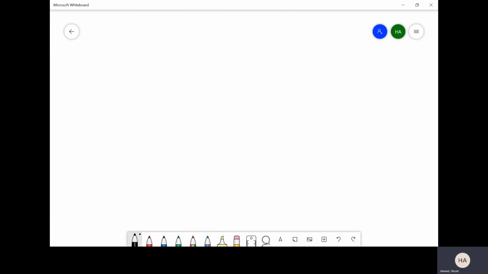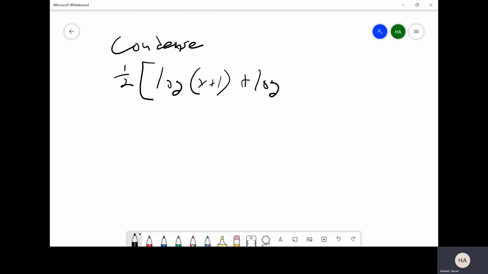All right. So good classwork assignment. Now, what we just talked about was a lot of expanding, right? So what I want to do now is talk about condensing. Condensing is when we have a bunch of logarithms and we're trying to make it as few logarithms as possible, right? So let's say we have the following, and I want to condense this. We have 1/2 times log of x plus 1 plus log of x minus 1.